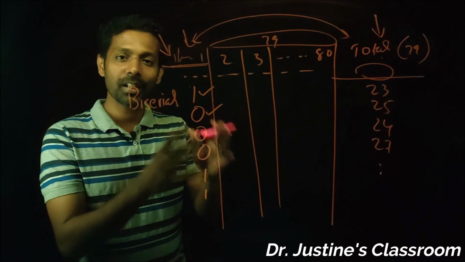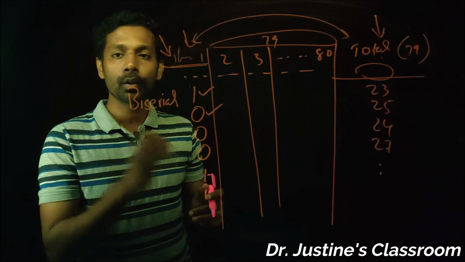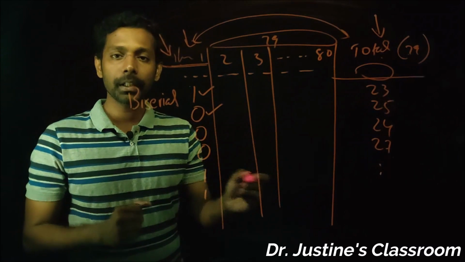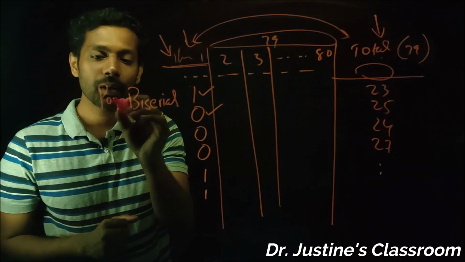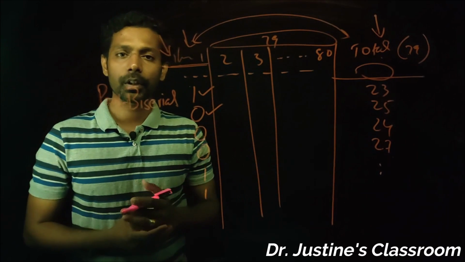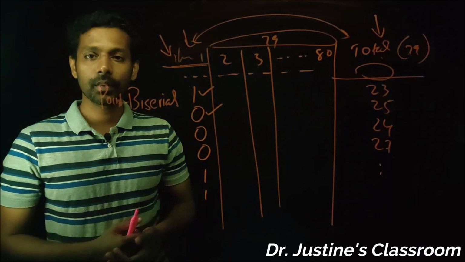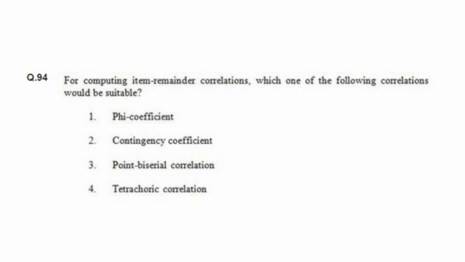It's actually one is correct and other things are wrong. So in that case, this must be a true dichotomy. So the correct answer would be point biserial correlation. Otherwise, it's simple biserial correlation if the dichotomy is not a true dichotomy. So let us look for an answer like point biserial correlation. Here the third one, point biserial correlation, fine. That's the correct answer here.